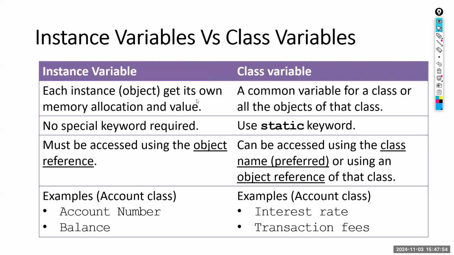Right. So each instance gets its own value, its own memory location, for an instance variable. A class variable is common for the class, shared by all the objects of that class. No special keyword is required for instance variables; use the static keyword for class variables. Instance variables must be accessed using an object reference. Class variables can be accessed using the class name, which is the preferred way, or using the object reference, though that is not the preferred way. So these are some examples. Account number and balance are possibly instance variables. Interest rate and transaction fee are class variables, because we assume that every transaction has the same fee.